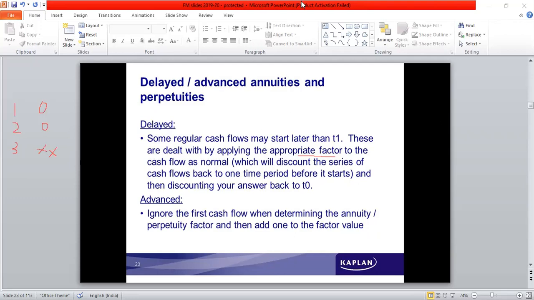Or else, let me finish this. Delayed: if the cash flows are not going to start from the first period, maybe after a while they will start, so we need to take the appropriate cash flow. Here, if in the first period there are no cash flows, they have to be ignored. And from a delayed period, if it happens to be a perpetuity, take this value and multiply it into 1 by R. So this is the value as at the end of the third period.